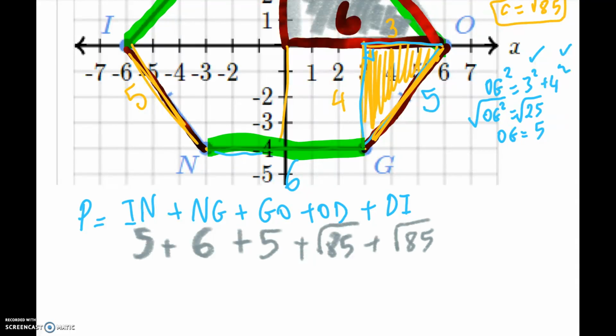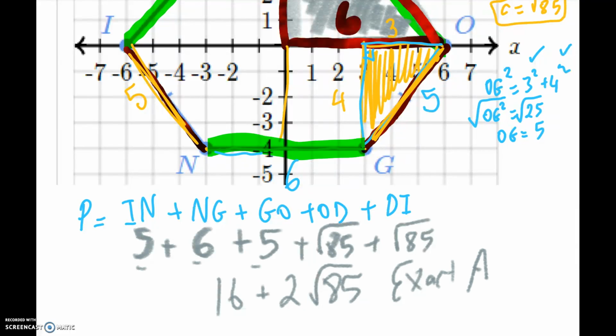All right, let's put these integers together. 5 plus 5 is 10, 10 plus 6 is 16, plus 2 times radical 85. This is the exact answer. If the question says, just like in Khan Academy, round your answer to the nearest tenth or nearest hundredth, you can use technology to give the approximate answer.